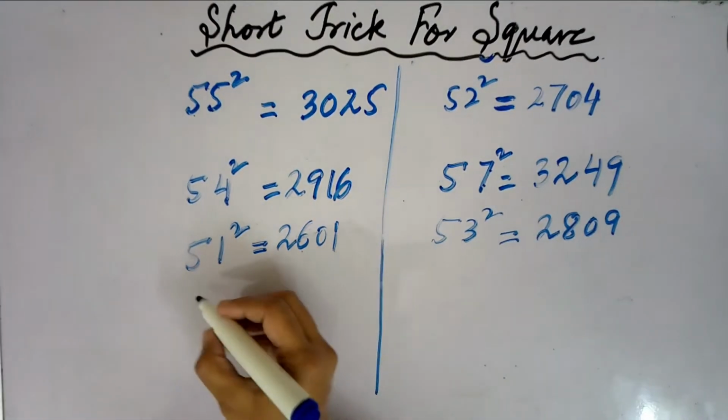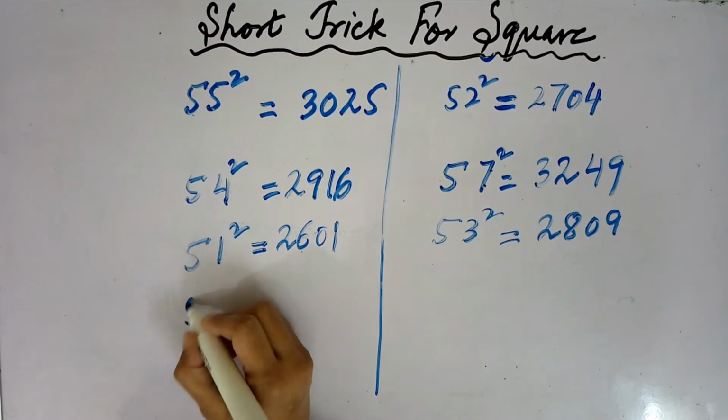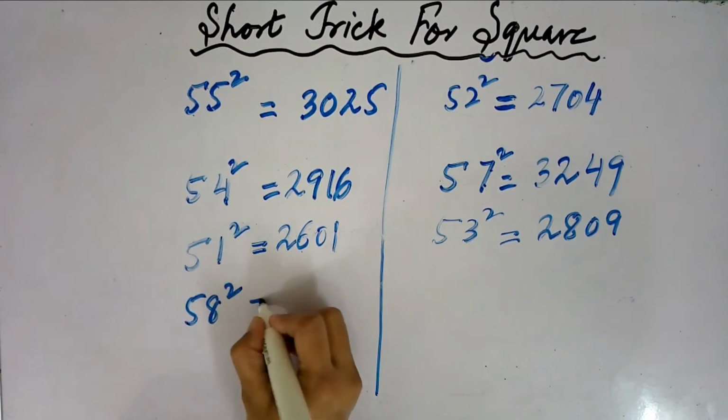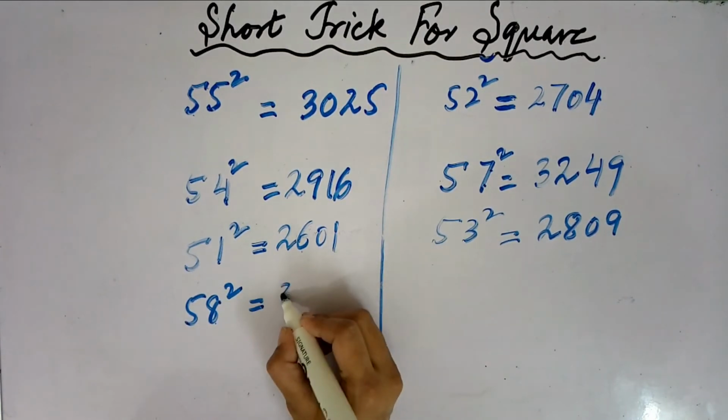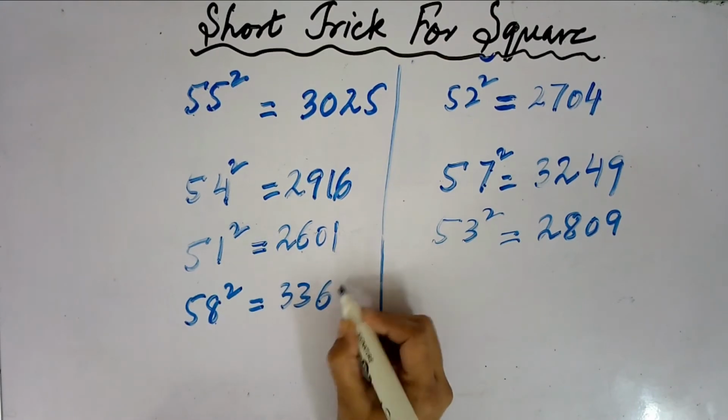3 3s are 9. Now I am taking 58 square, and that would be 8 greater than 50. So we will add 8 in 25. That will be 33, and 8 8s are 64.